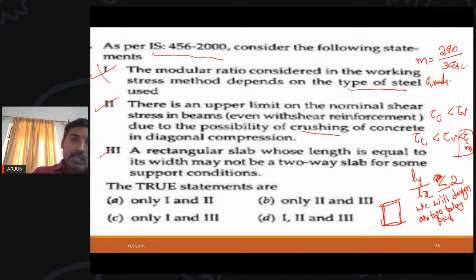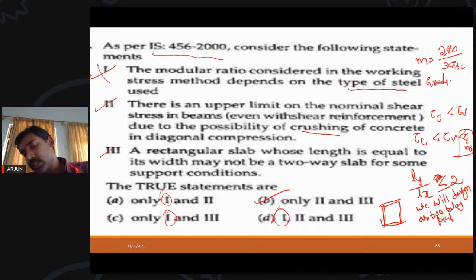So 1 is a wrong statement, so it cannot be option A. Option B is only 2 and 3. Yes, it is only 2 and 3. Option C is only 1 and 3. Since 1 is a wrong statement, it cannot be option C. All three statements are right? No, because statement 1 is wrong.